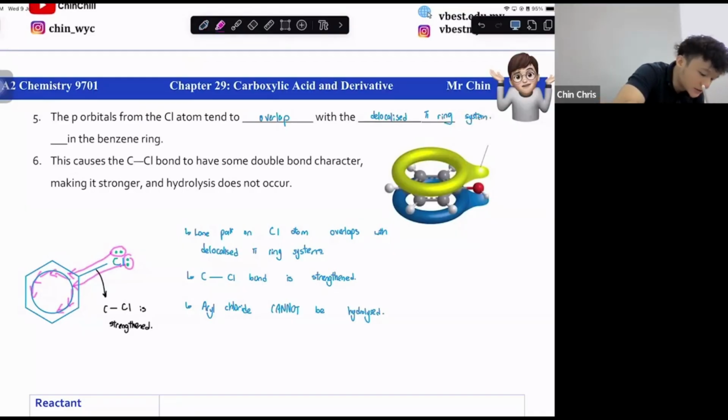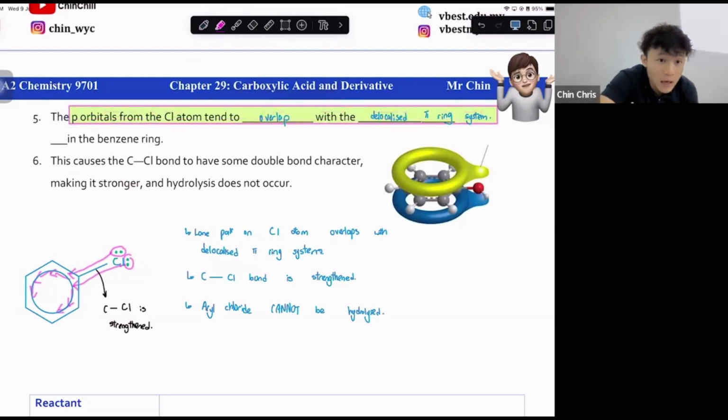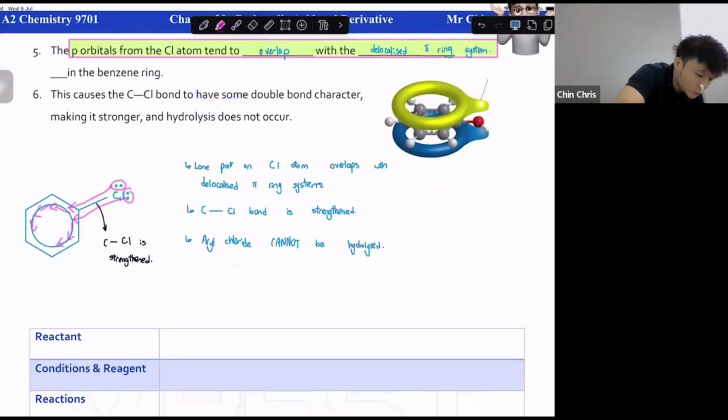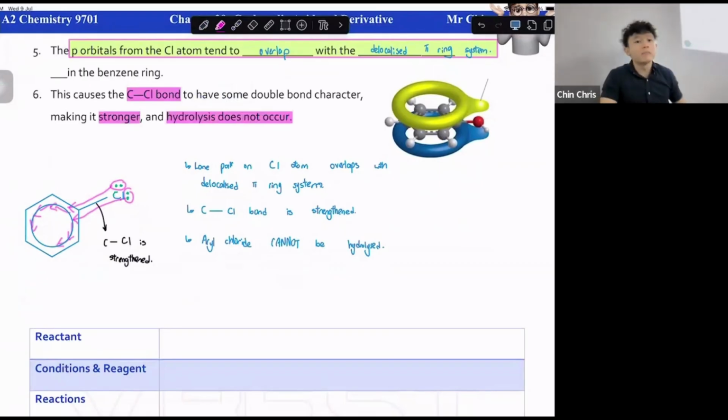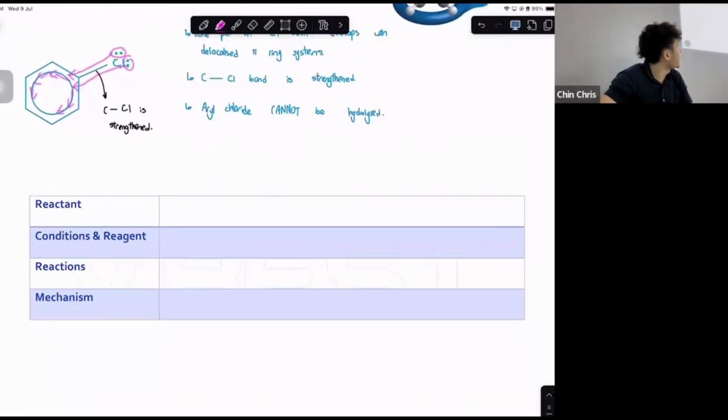Highlight the word: p orbitals overlap with the delocalized pi system. This causes the C-Cl bond to have some sort of double bond character. So highlight the words: C-Cl bond is stronger. Hydrolysis does not occur. Remember, you cannot hydrolyze an aryl chloride. There's no way. All right, guys, now let's look at my reactant.